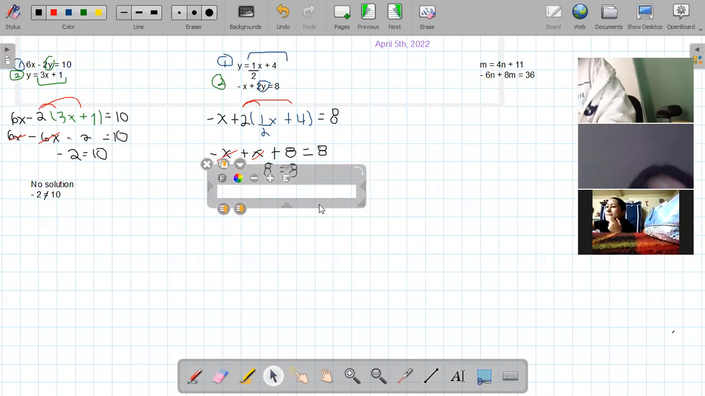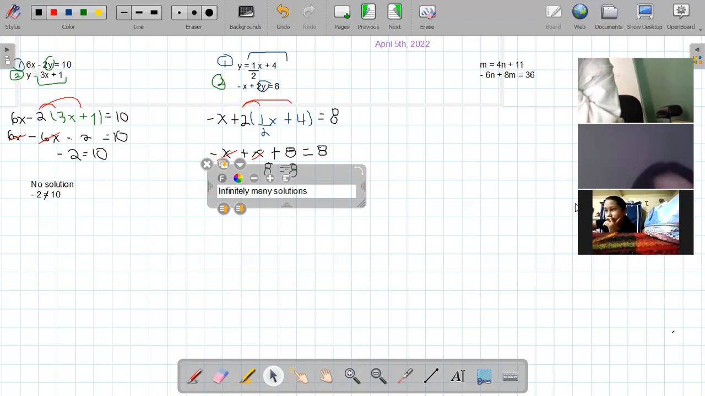8 equal to 8. An identity. So it is not one solution. It is infinitely many solutions. When you get an identity, or when you get something that is completely real, like 8 is equal to 8, you say that you have infinitely many solutions.